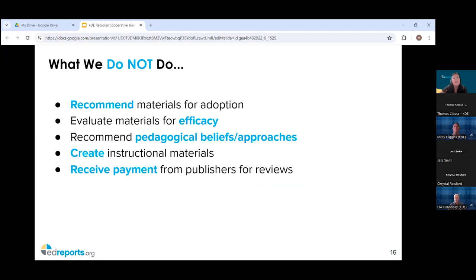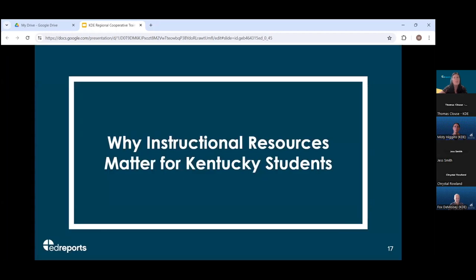EdReport offers a variety of resources to help educators identify high-quality instructional materials. However, the organization does not recommend materials for adoption, assess materials for efficacy, endorse any specific pedagogical beliefs or approaches, or create any instructional materials. Additionally, it's important to emphasize that we do not accept any payment from publishers for reviews. This independence allows us to focus on the services we provide and produce unbiased reports for consumers to use.